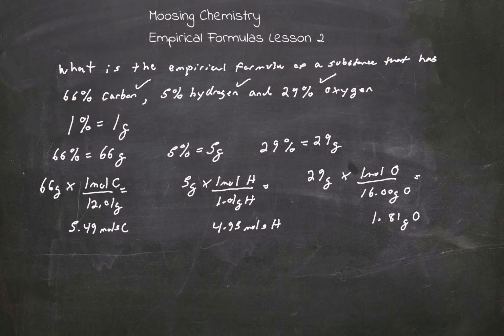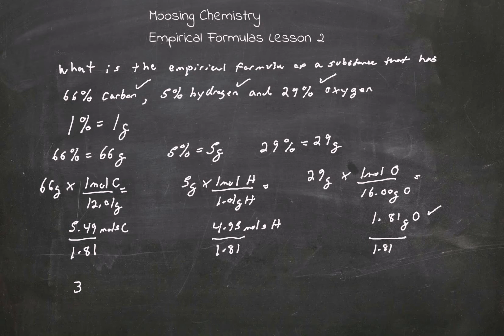Now what we need to do is look at the smallest number. Which one's the smallest number between 5.49, 4.95, and 1.81? Obviously, it's this one. So that means we're going to divide every one of these by 1.81, because you always divide by the smallest number. So for carbon, 5.49 divided by 1.81 is going to give me 3.0 to be exact.